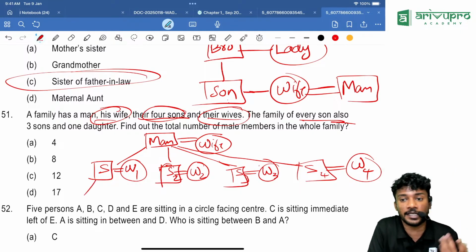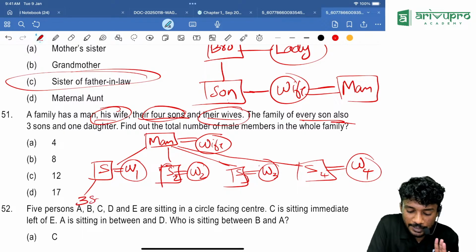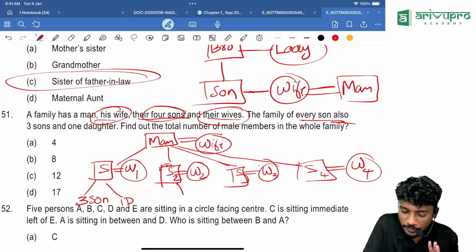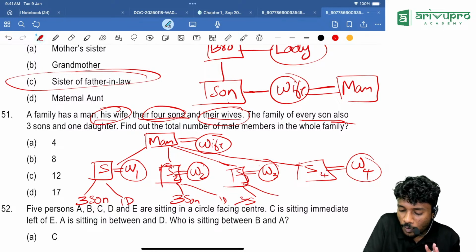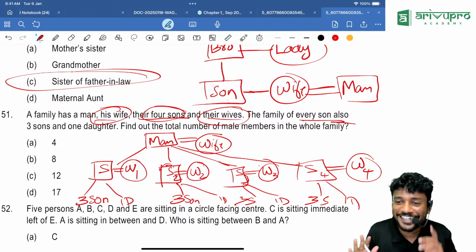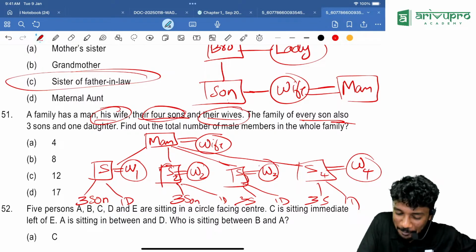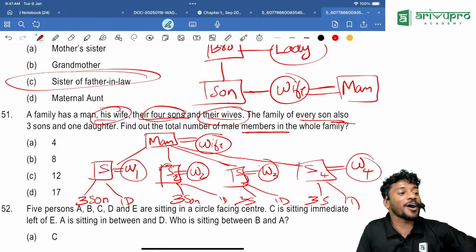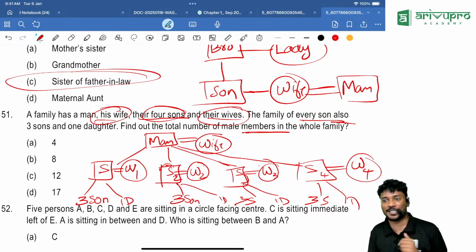How many sons will be there? 3 sons will be there. I am just writing. Then 1 daughter will be there. Here what is happening? 3 sons and 1 daughter. The same for every family. The entire India is there. Correct? Yes.